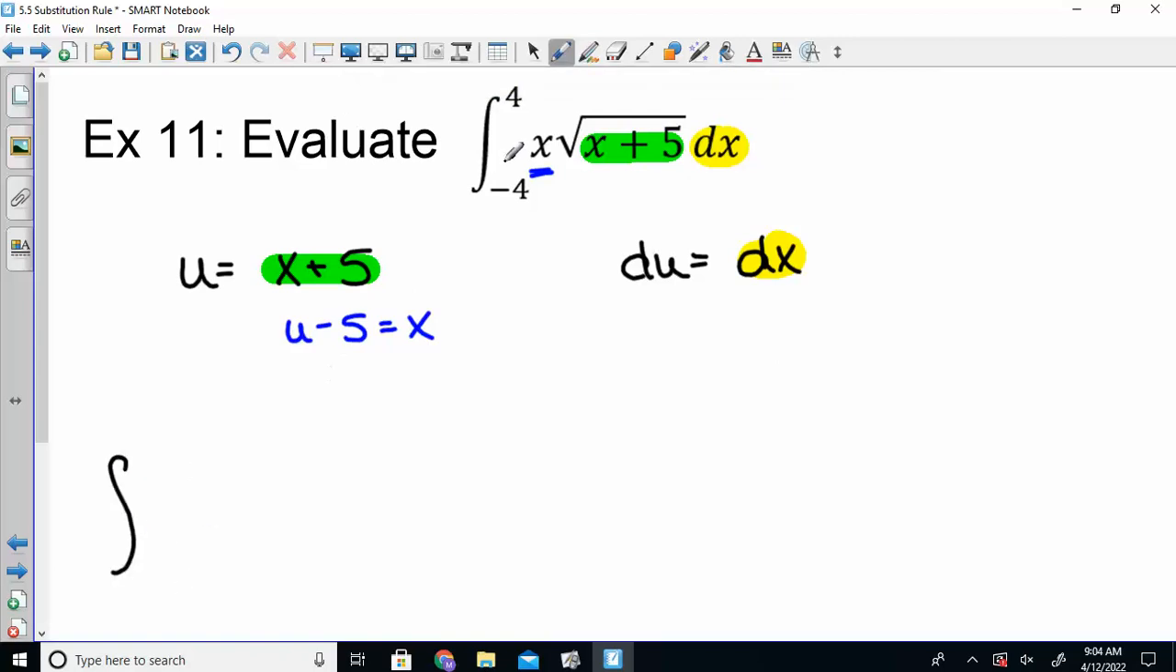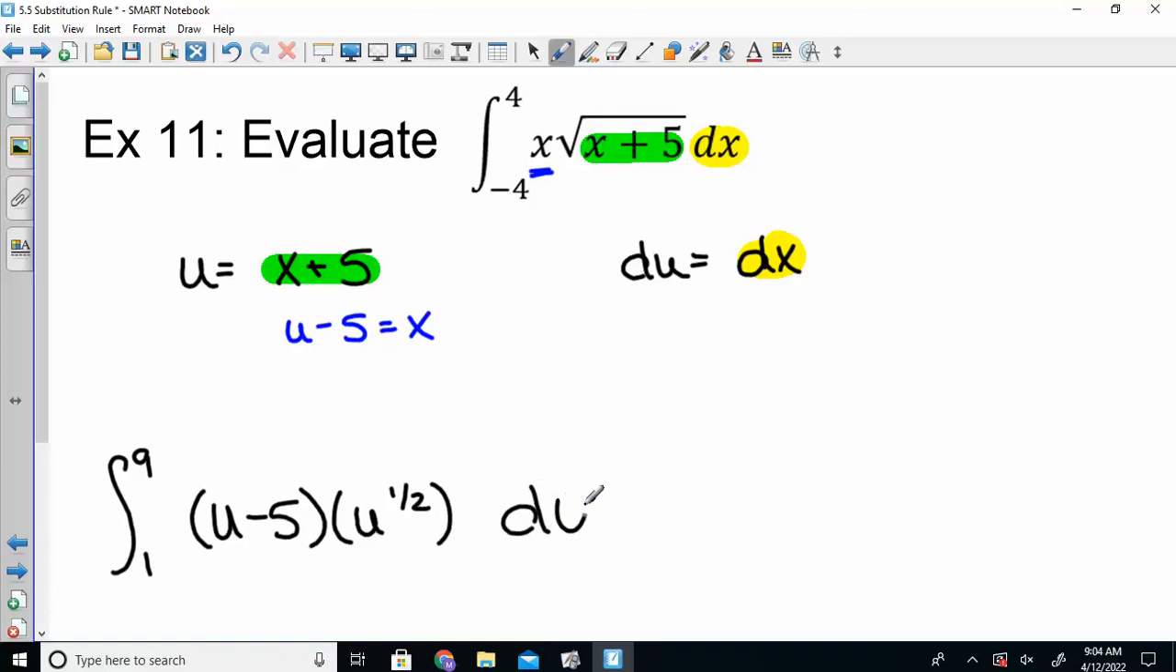So if we integrate, negative 4 is an x value. Negative 4 plus 5 is 1. My upper limit was 4, so if I plug that in for x, 4 plus 5 is 9. My plain x gets replaced with a u minus 5. Then I have a square root of u, or u to the 1/2 du.